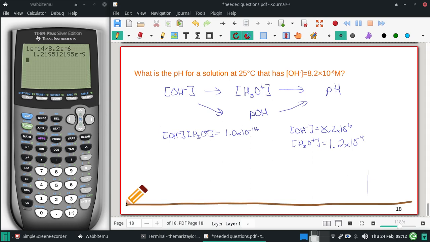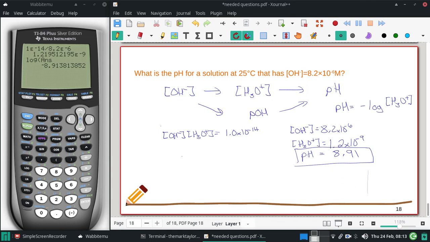And then to turn an H3O concentration into a pH, we just have that pH equals the negative log of H3O plus. So I just need to take the log of that value and then flip the sign when I write this down. So it gives me a pH of 8.91. I need two significant figures, so two decimals on a pH. That should be my answer.